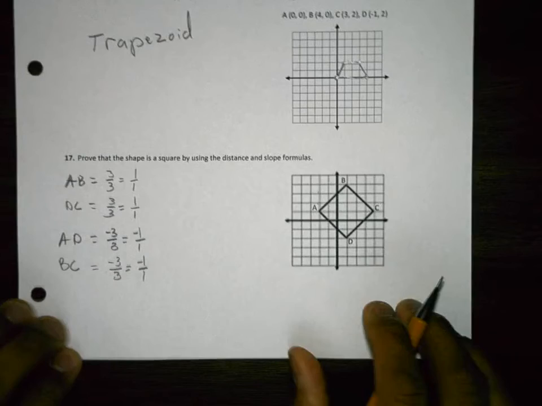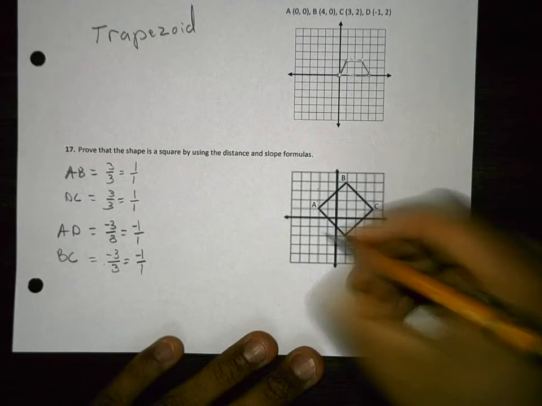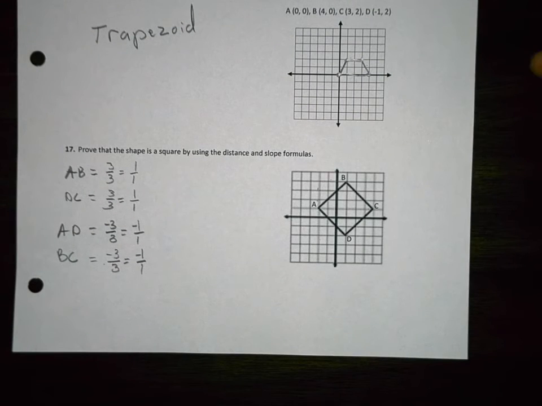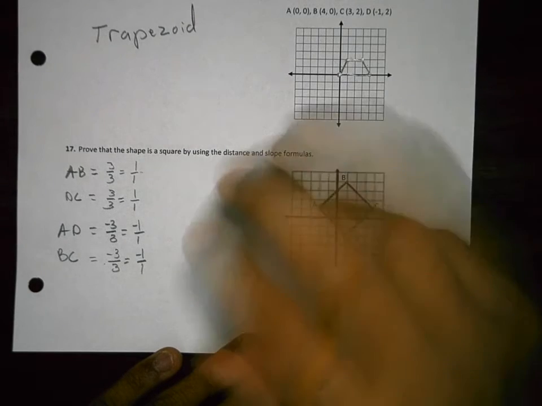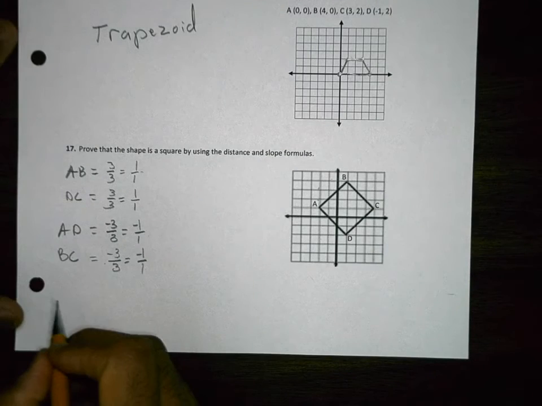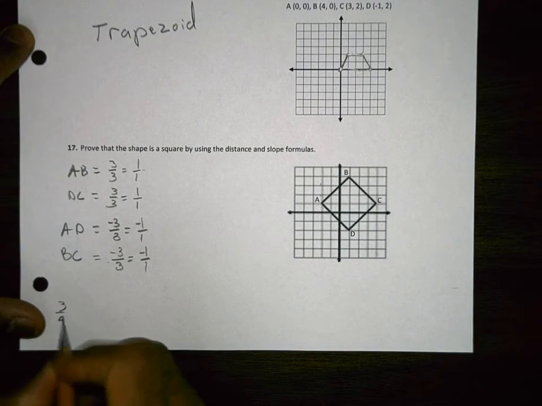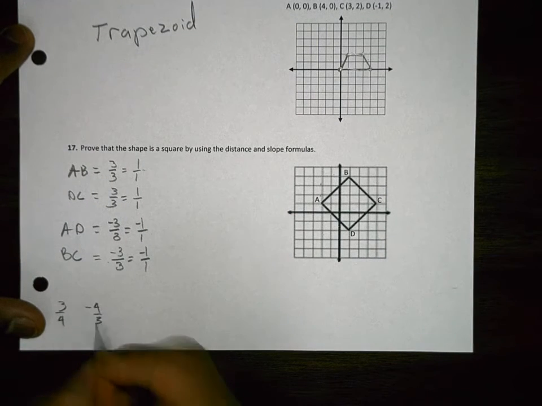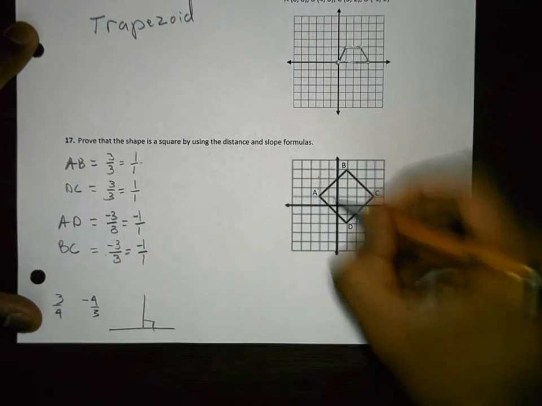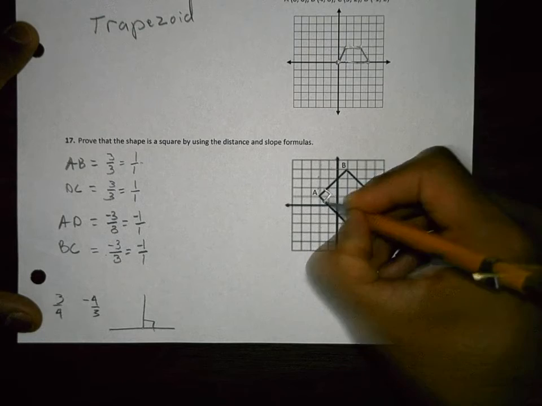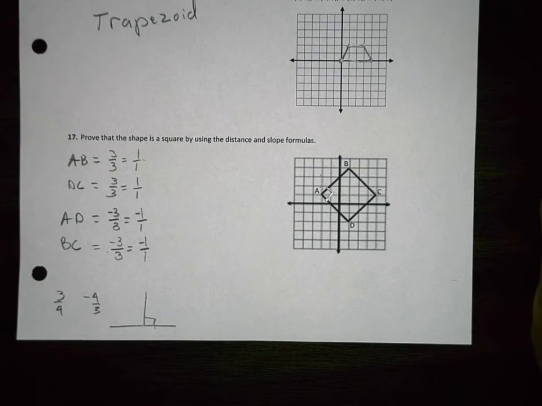Okay, so the significance here is the opposite sides have the same slope, so they are parallel, meaning it is a parallelogram. Now the fact that the slopes are opposite reciprocals, meaning that they're flipped upside down. Now these are all ones, but if I had 3/4 and negative 4/3, those would be perpendicular lines, meaning they cross at a 90-degree angle. So that means these angles right here are 90 degrees.